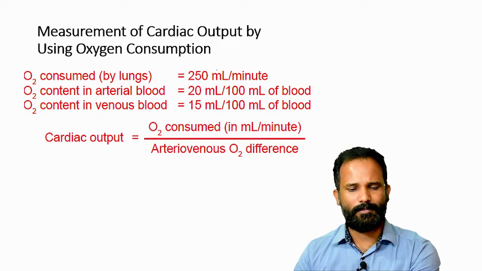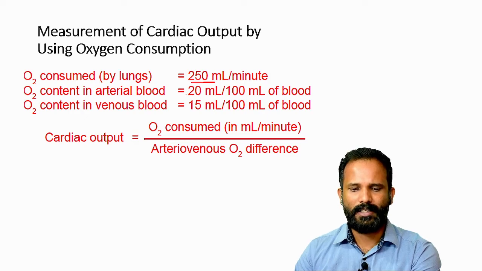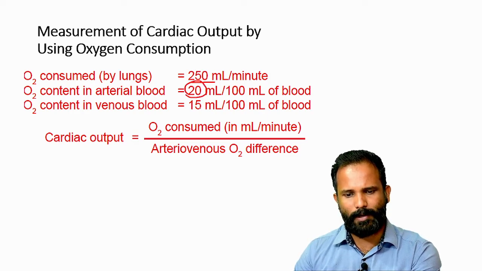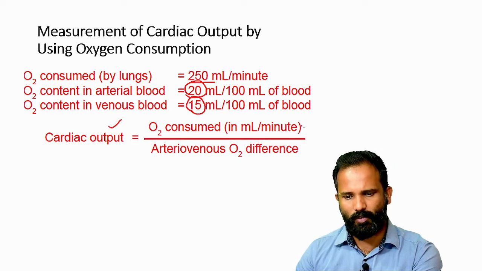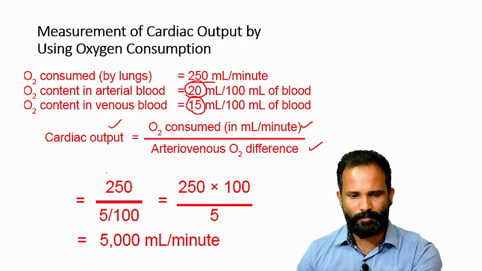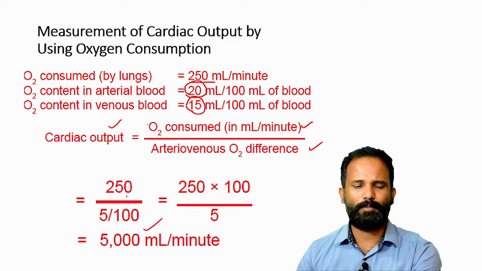Oxygen consumption method. Oxygen consumed by the lungs is 250 ml per minute, arterial is 20 ml per 100 ml and venous is 15 ml. So cardiac output is equal to oxygen consumed divided by the AV difference. Oxygen consumed is 250 and the AV difference is 5 by 100. So 100 goes up, and we get 5 liters per minute.